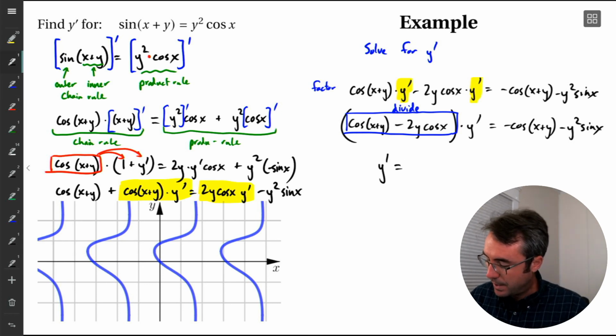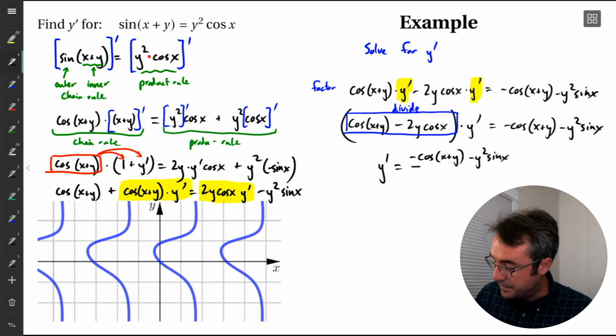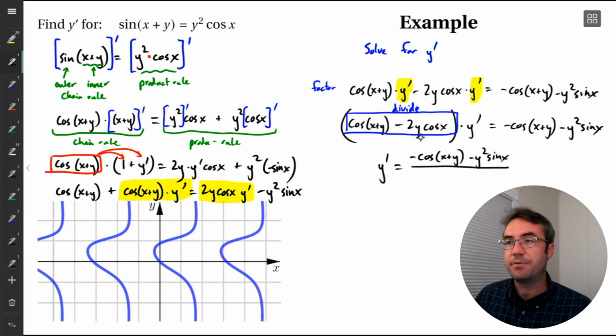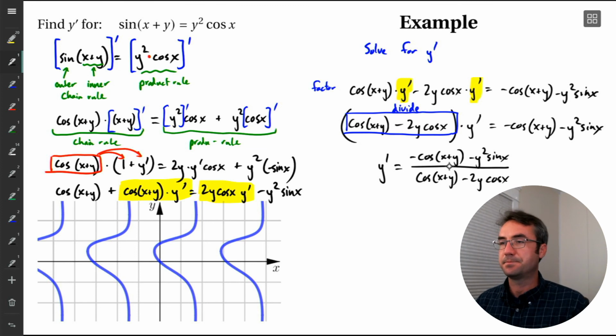So when we do this, we get y prime is negative cosine of x plus y minus y squared times sine x, so what was already there. And then this will all be divided by this term that we had left over on the left, so cosine of x plus y minus 2y times cosine x. And there's our derivative. If you wanted to, you could factor a negative out or something like that, so maybe there's a little simplifying we could do, but that's pretty good.